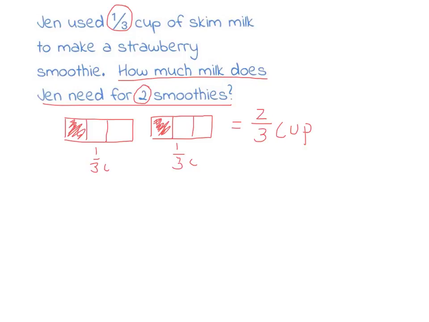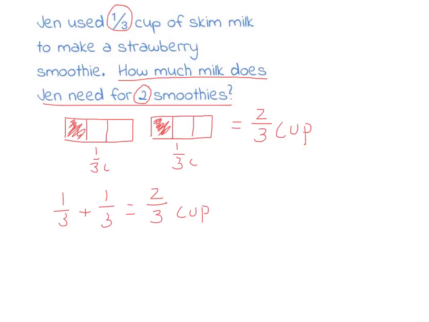Another strategy would be to write an addition equation for this. So if Jen needs 1/3 of a cup for one smoothie and another 1/3 cup for the second smoothie, I could just add those together and I would get 2/3 of a cup of skim milk.